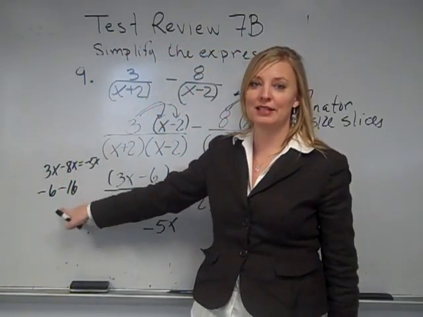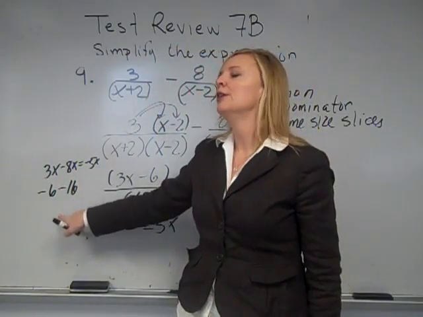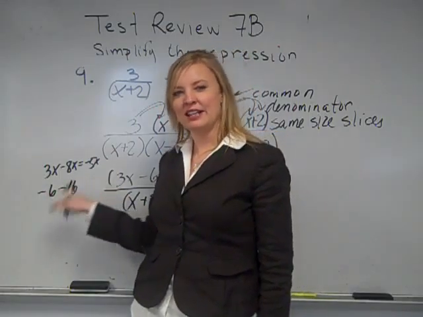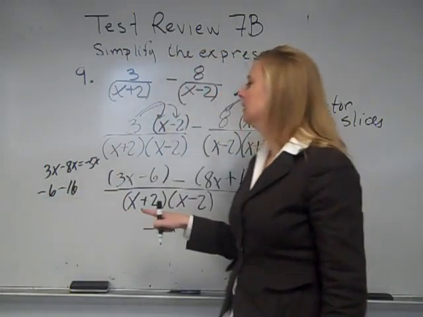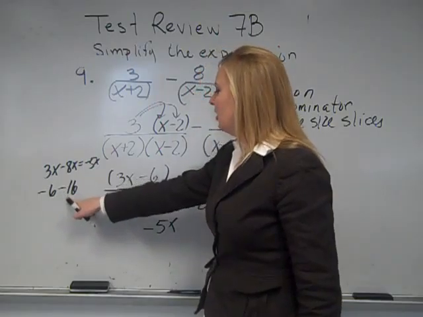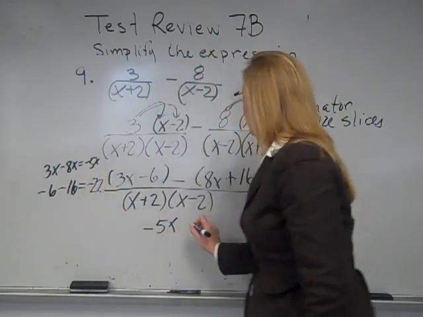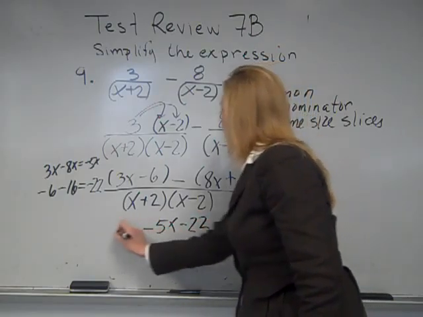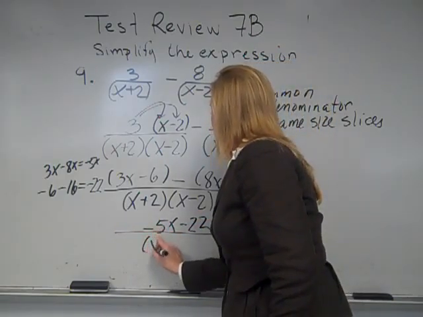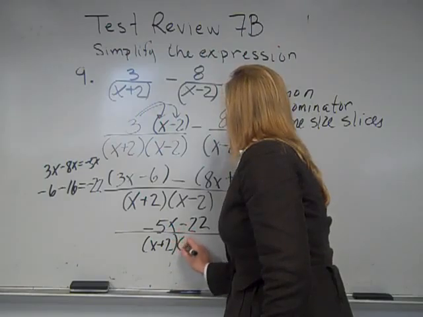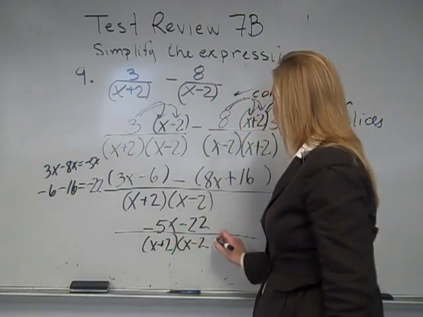If students are going to make mistakes, it's going to be here. Please write this off to the side and you probably won't make those mistakes. I lost 6. I lost 16 more. I'm a big fat loser for negative 22, all over x plus 2 times x minus 2.